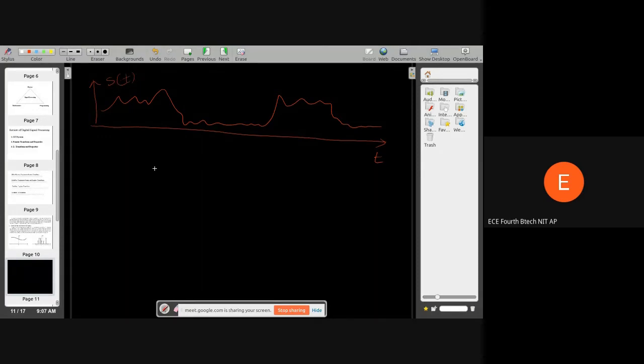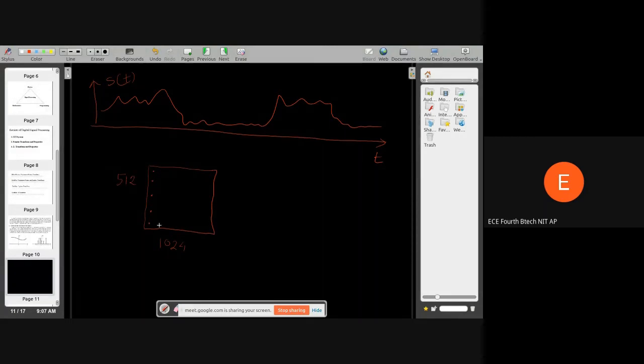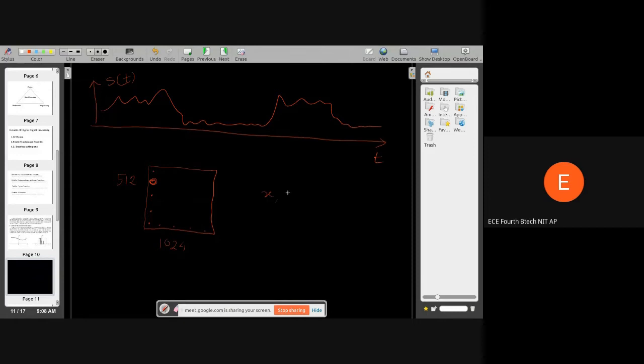Now you can have an image as a signal as well. Let's take a black and white image. Depending on the size of your image, we call them pixels. Let's say you might have 1024 and 512. So 1024 pixels in the x-axis and 512 in the y-axis. Any point is now signified by two spatial coordinates. In speech, you have time as a variable. In an image, you have x and y coordinates as variables.